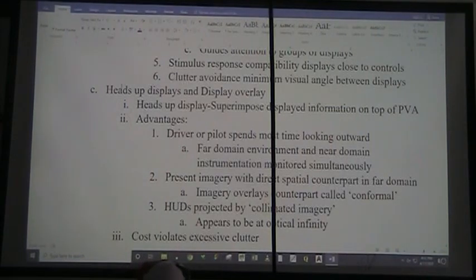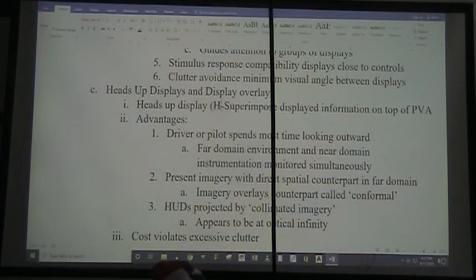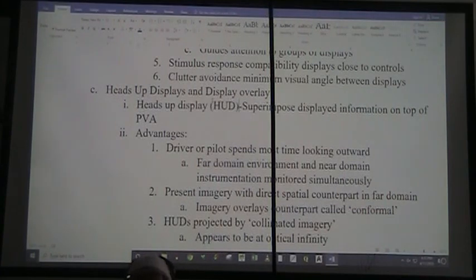All right, so next we're going to discuss heads-up displays and display overlay. A heads-up display, or HUD, we superimpose information on top of the primary visual area. Military aircraft often have this kind of arrangement. And I know that Cadillac offered some cars that had heads-up display, particularly with infrared vision for night driving.